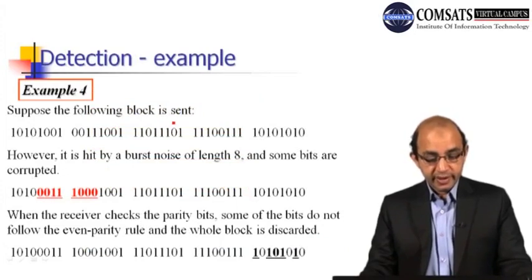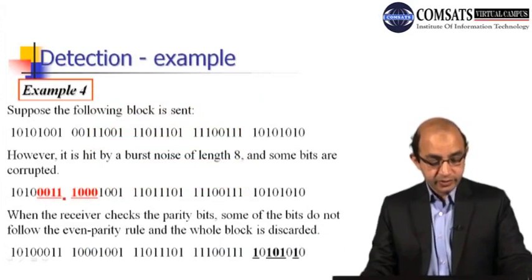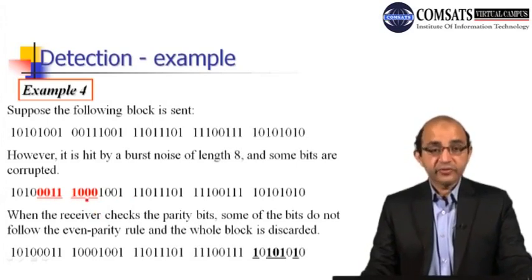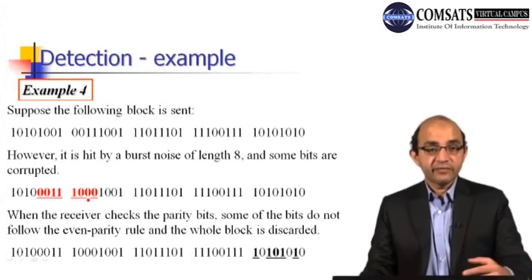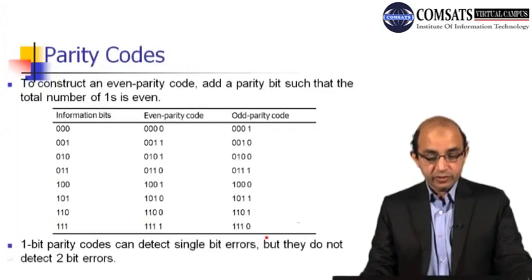Suppose the following block is sent and it is hit by burst noise. You can see that we have the burst noise over here. As a result, those two data units will be discarded, and if the sender and receiver have the capability, the receiver can send a request to resend those data blocks. It checks the parity bit. Some of the bits do not follow the even parity rule, so it will discard the whole block.